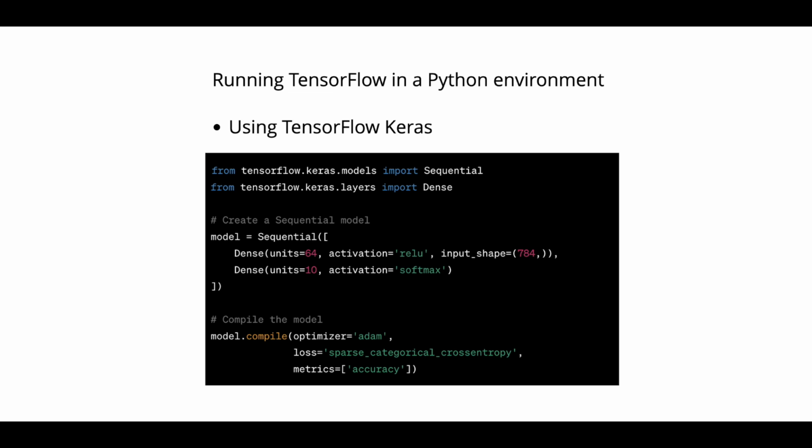So from tensorflow.keras.models import Sequential, from tensorflow.keras.layers import Dense, and then model = Sequential, where Dense(units=64, activation='relu', input_shape=(784,)). Next, Dense(units=10, activation='softmax'). Then compile the model using model.compile, optimizer='adam', loss='sparse_categorical_crossentropy', and metrics=['accuracy'].